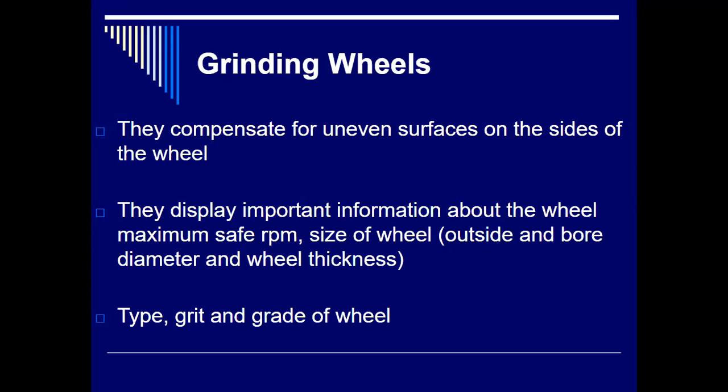If it's only designed for 1650 RPM and you got a bench grinder running at 3450, that could be a potential disaster. You want it the opposite way. You want that wheel rated for 3450 and you want that grinder rated for 1650, because you always want to have a wheel that can take more than that grinder can put out.